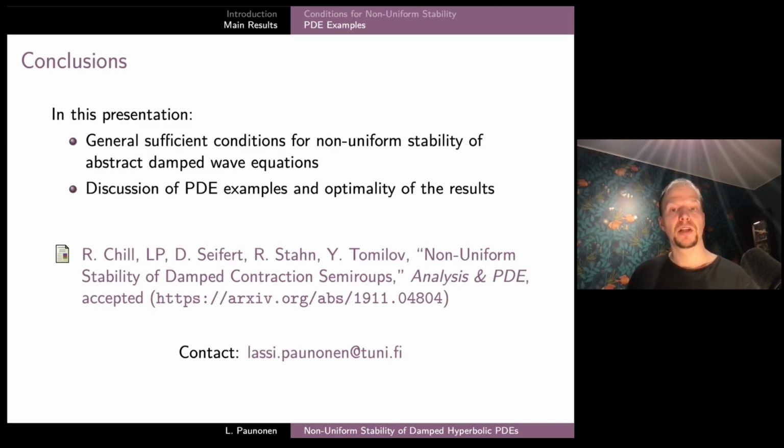So this concludes my talk, where I've introduced some new results on testing and proving non-uniform stability for abstract damped wave equations.